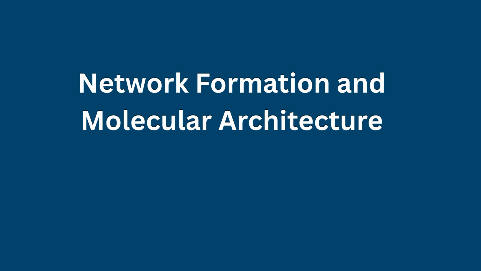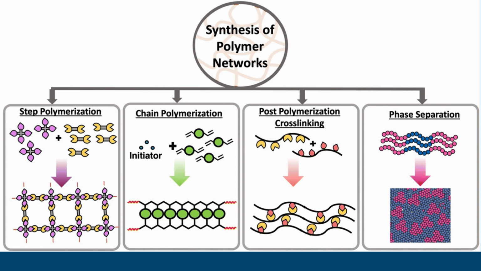Network formation and molecular architecture. Polymer networks are typically formed either by cross-linking pre-existing polymer chains or through the polymerization of multifunctional monomers. The resulting structure consists of polymer strands connected at junctions, where strands may act as elastically active bridges, form loops, or terminate as dangling ends.